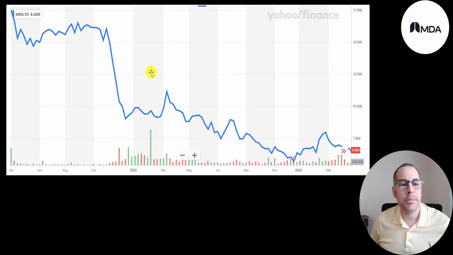This is where the stock has been trading since they IPO'd. So it looks like they started trading in April 2021. It was down about 10% after 7 months of trading. And then in November, December of 2021, it dropped like a rock below $10. It did come up a little bit the next few months to about $11.50.